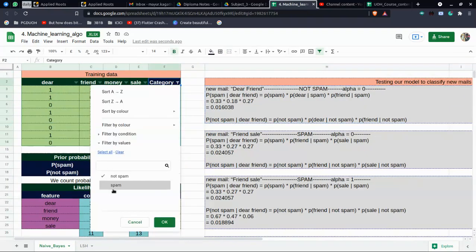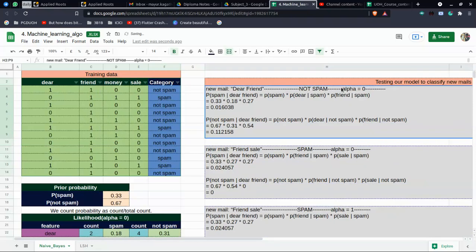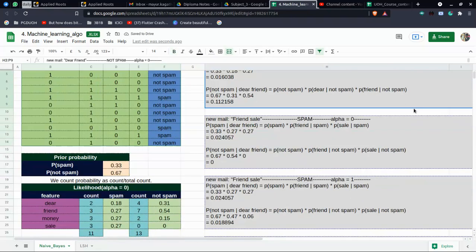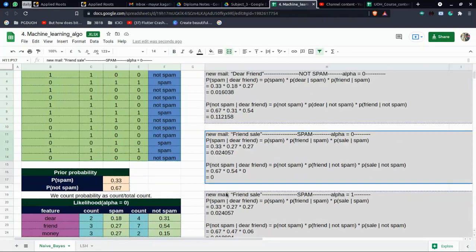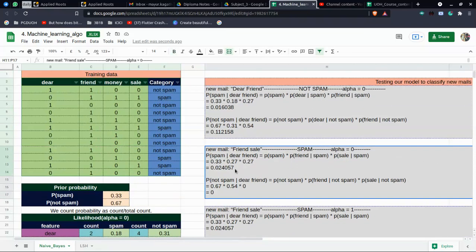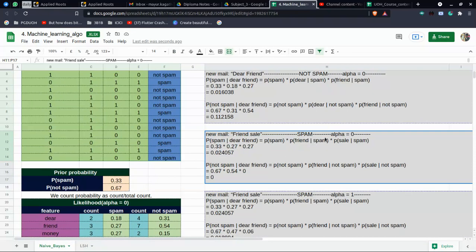Let me remove the filter now. Then let's say we are in the testing phase. Let's take this example, friend cell. In training data we don't have that example, so this is a new mail. New mail is nothing but friend cell. So how will we determine if it is spam or not spam?